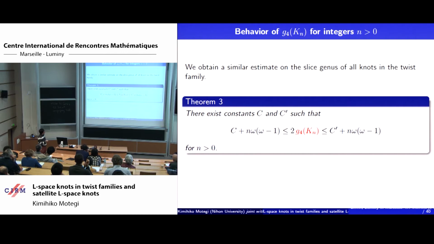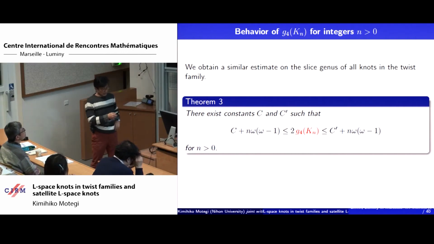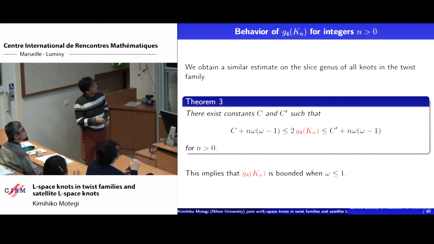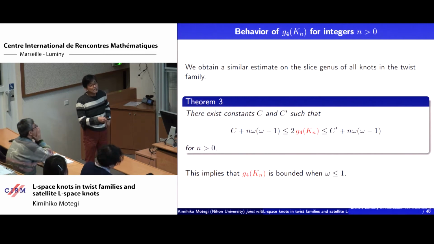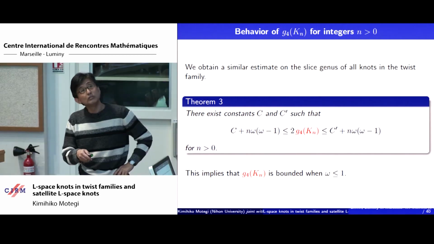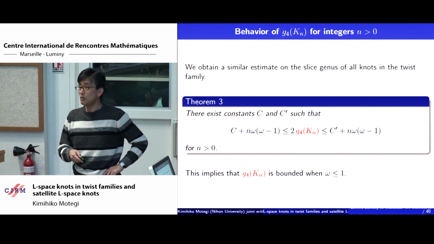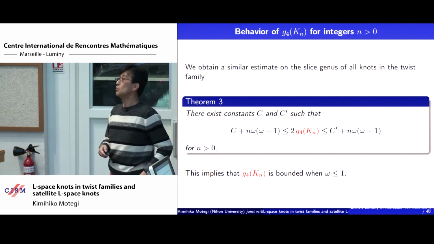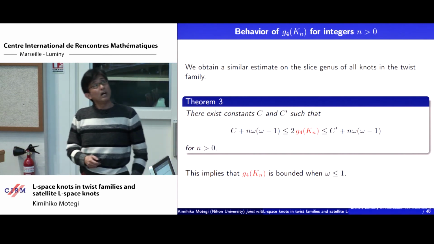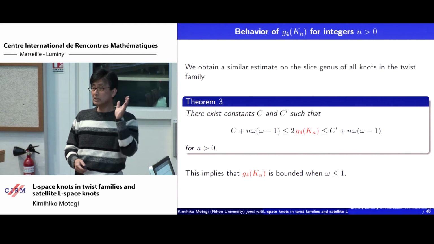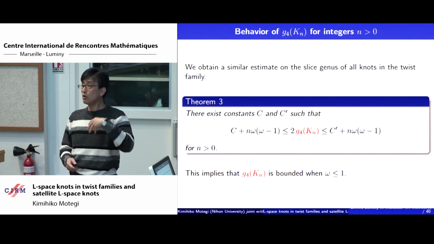And this theorem immediately implies, when the winding number is less than or equal to 1, so these terms are 0, that the slice genus of Kn is bounded. Now we omit the proof of these theorems and go ahead.